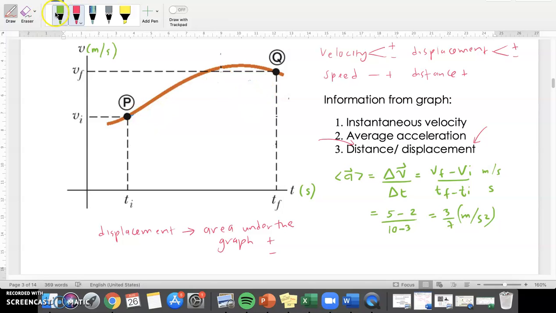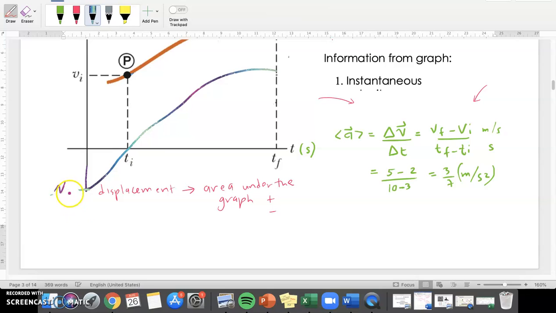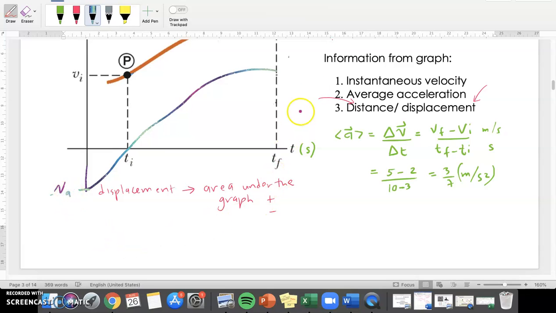Let's change it up. For example, the velocity is now over here, so it's negative, right? So there's a negative velocity going on here. Let's label it VA. Okay, all right.